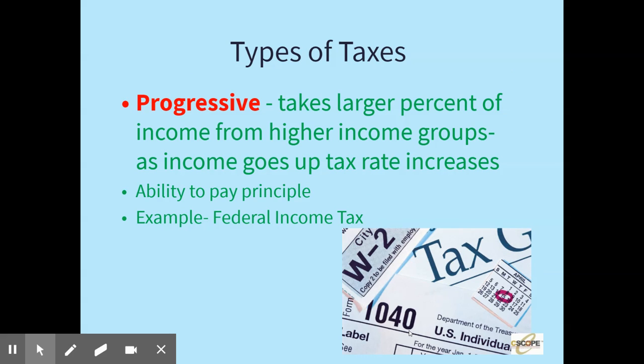A progressive tax, guys, is a tax that takes a larger percentage of income from higher income groups. And you see some examples there. The federal income tax: the more money you make, the more money you are taxed, and the less money you make, the less you're taxed. It's based on the ability-to-pay principle. A progressive tax will take more money from those groups according to the income they make.